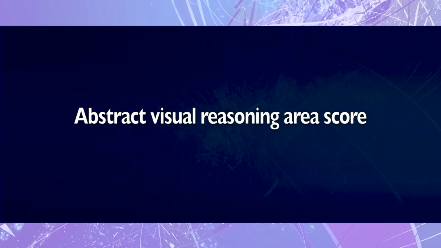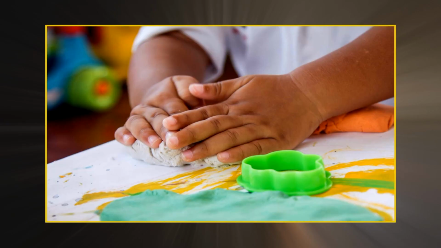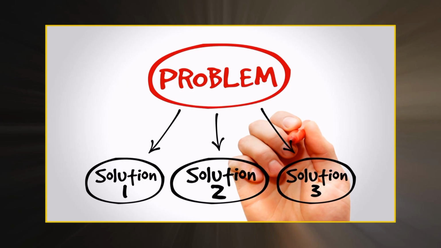Number 2, the abstract visual reasoning area score examines the ability to interpret and perform mathematic operations, the ability to visualize patterns, visual motor skills, and problem-solving skills through the use of reasoning. An example of a subtest which determines the abstract visual reasoning score is a timed test that involves tasks such as completing a basic puzzle and replicating black and white cube designs.